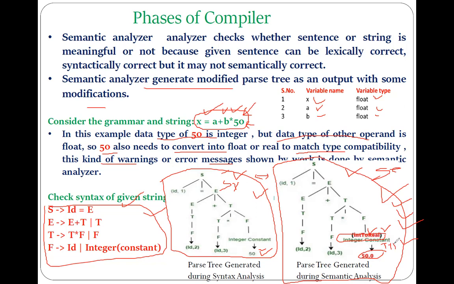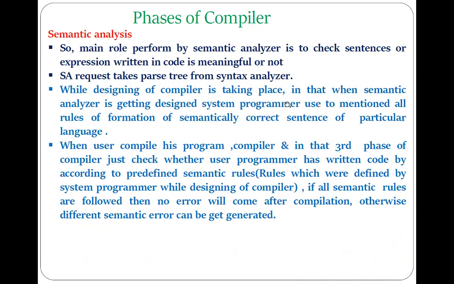Now, in some compilers, this facility is not available. In that case, you will definitely get an error there, and the modified parse tree will not get generated. But in the case of the C compiler, the automatic typecasting facility is available. So this is all about the semantic analysis phase of the compiler. Here we can say the main role of the semantic analyzer is to check whether a sentence or expression written in code is meaningful or not, or it performs the role of type checking or type compatibility checking.